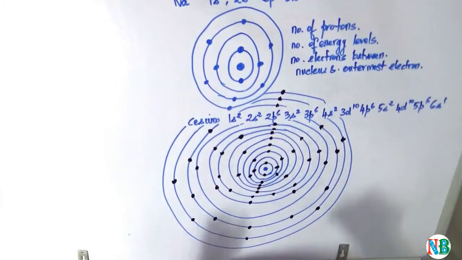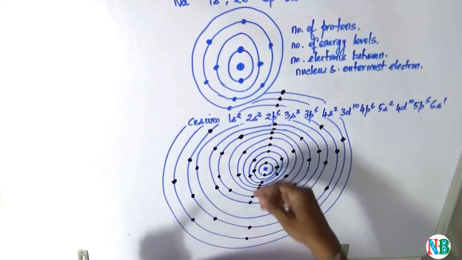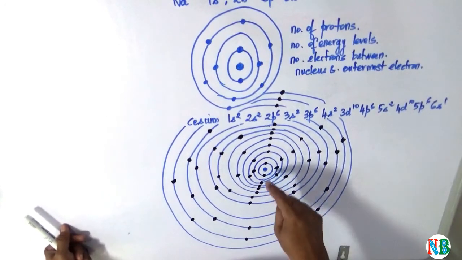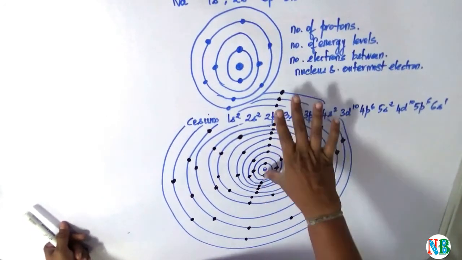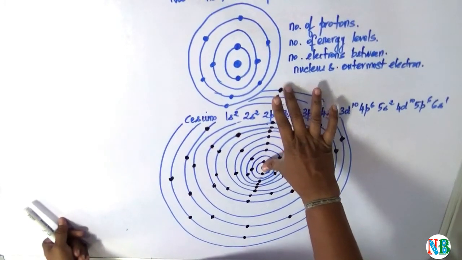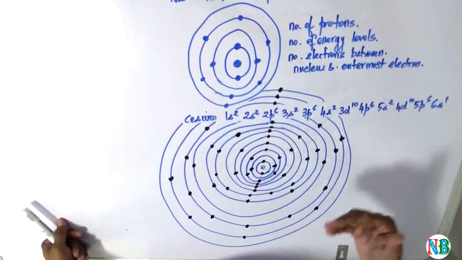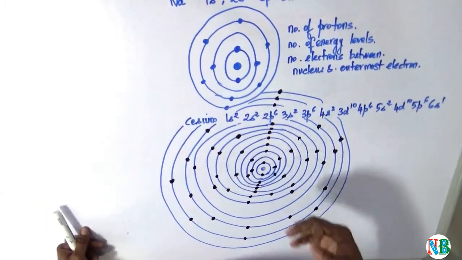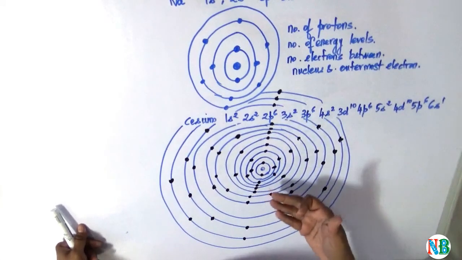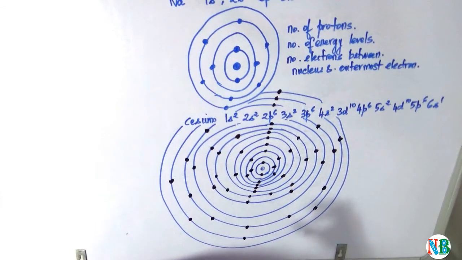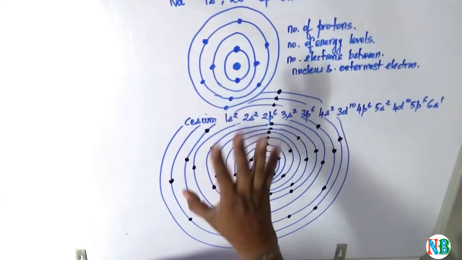So now compare this and sodium. Can you even count the number of electrons that are there between the nucleus and this 6s1? There are so many electrons and there are so many orbitals. So what kind of shielding effect will be there in this cesium? Cesium will have a very weak attractive force compared to sodium.